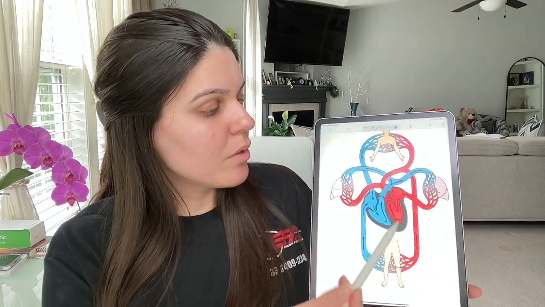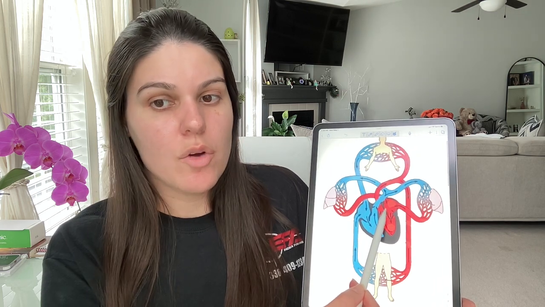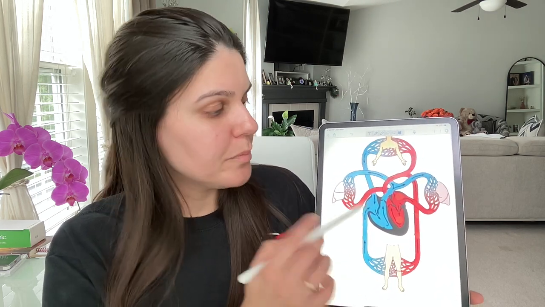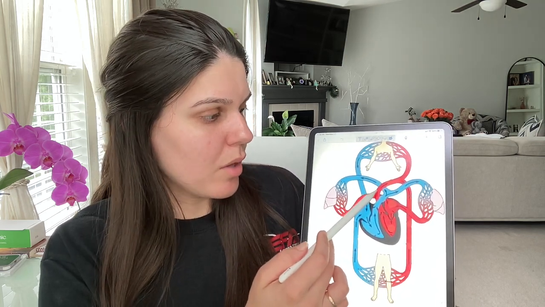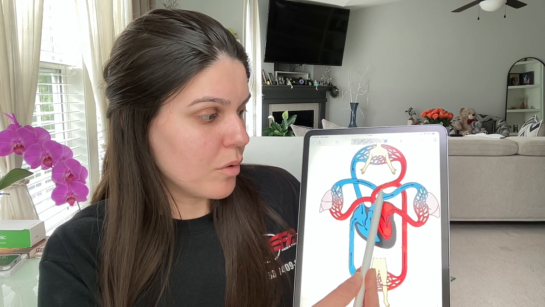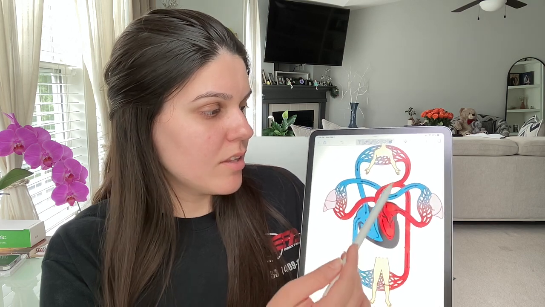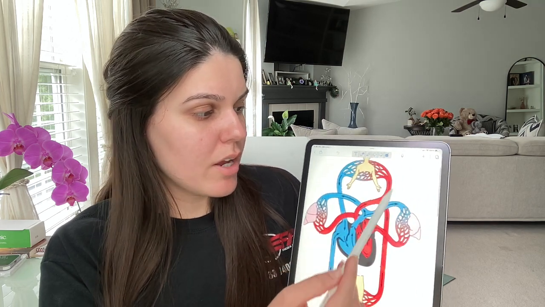it will shoot into the body, and that would happen through this valve right here, which is called the aortic semilunar valve. And the oxygenated blood would go into the aorta right here, and then it would go into the brain and all the tissues in the body.